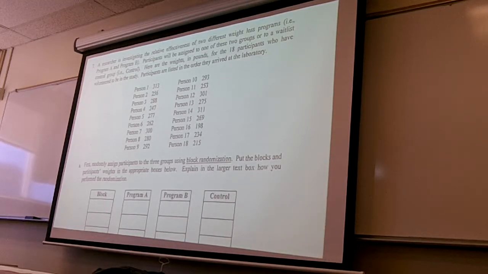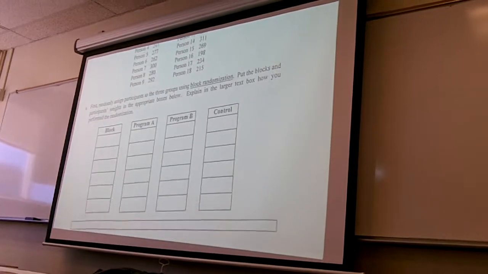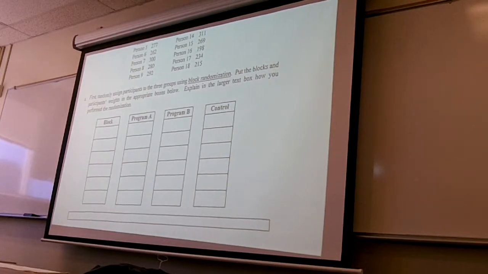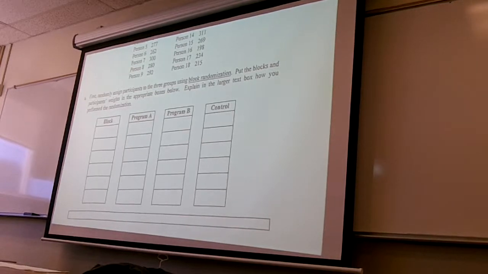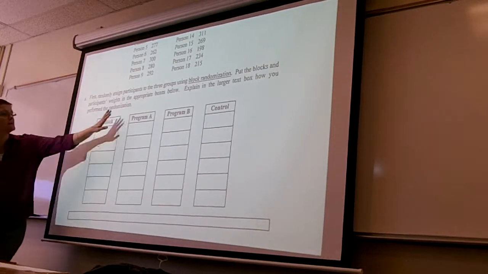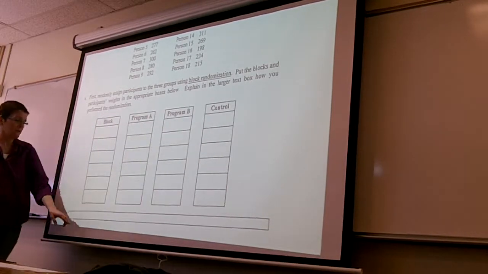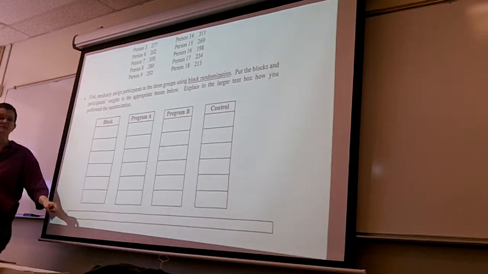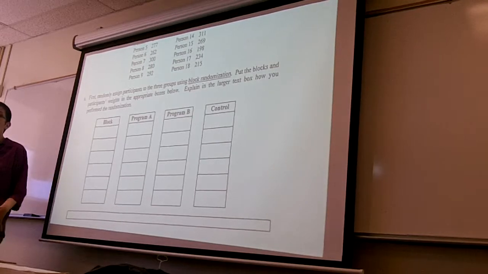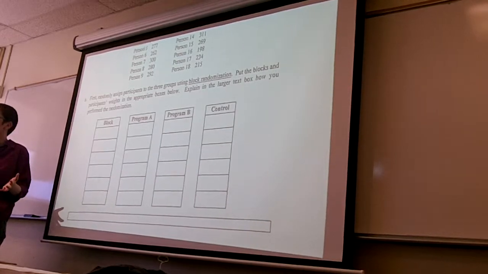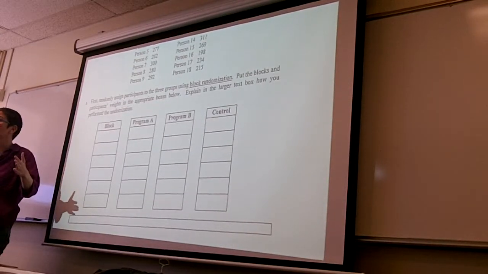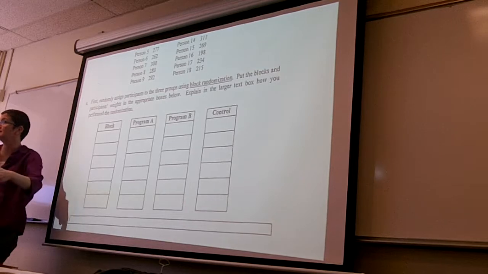So, here's your first task. Your first task is to randomly assign participants to the three groups using block randomization. Put the blocks and the participants' weights in the appropriate boxes below. Then down here in this box, the large box, you're supposed to explain what you did in words. Because we're going to practice articulating what we're doing. This is important for writing things like the procedure section of a research paper where you can actually explain what you did so somebody else can replicate what you did to see if your findings match theirs.